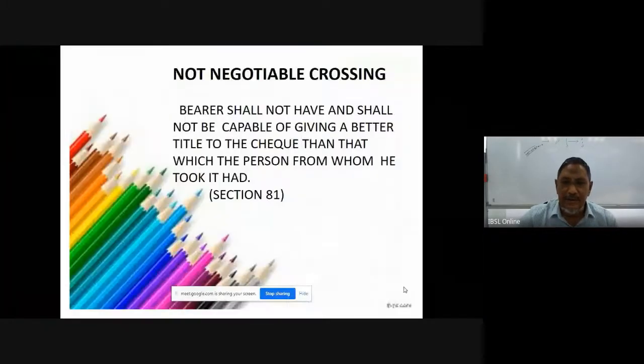Right. Let's get back to the crossings. Therefore, under section 81 of the Bill of Exchange Ordinance, a bearer shall not have, and shall not be capable of giving, a better title to the check than that which the person from whom he took it had. That's the impact of the not negotiable crossing.